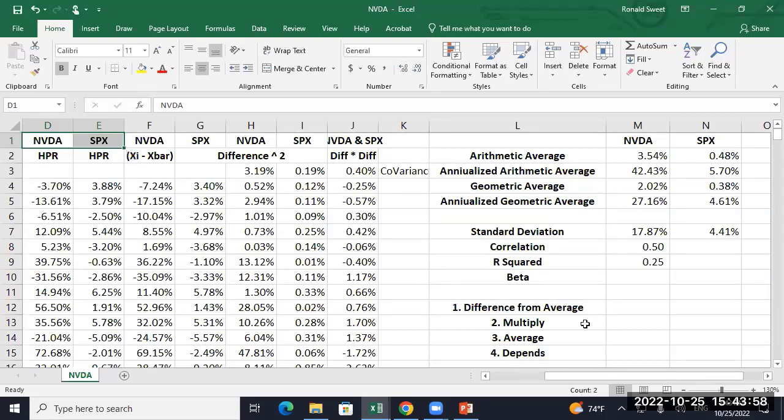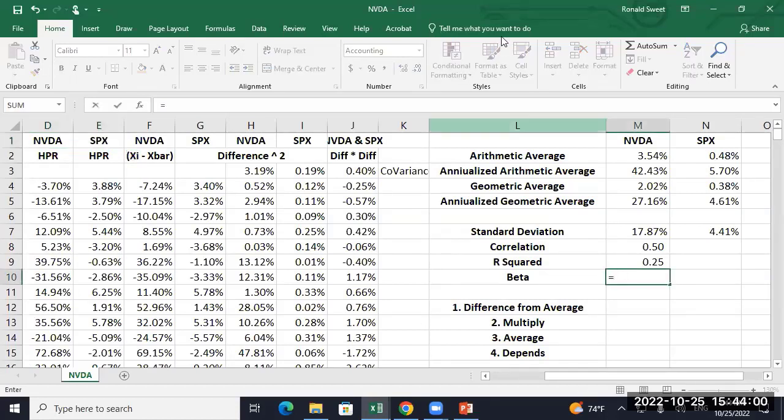So how do we do beta? Beta is the covariance divided by the standard deviation of the S&P times the standard deviation of the S&P. Almost the exact same formula we just did. And when you do that, you get 2.03. Now I can check this one.